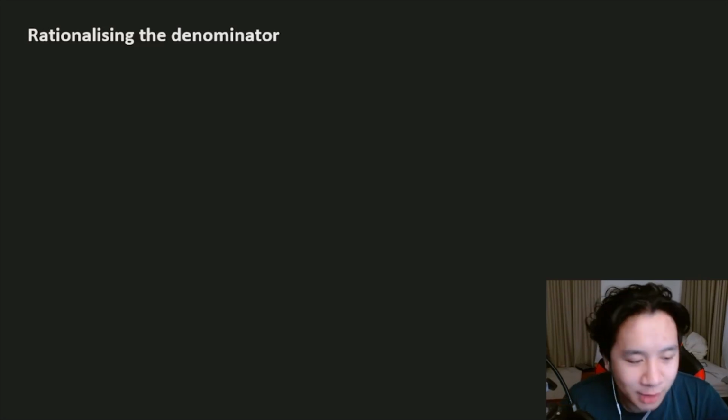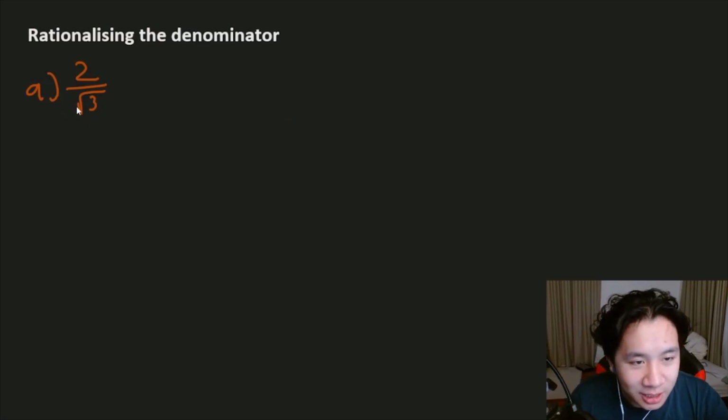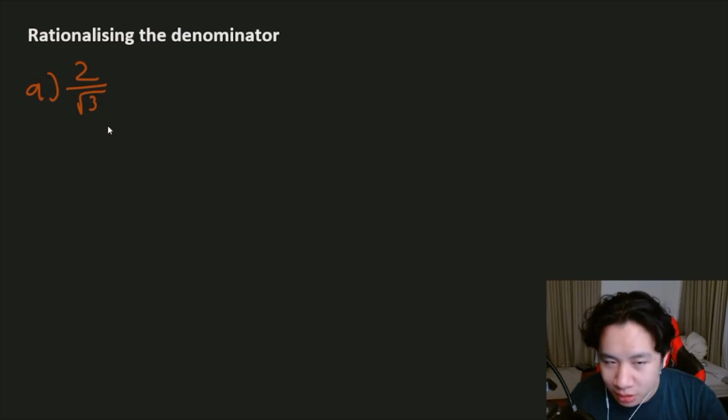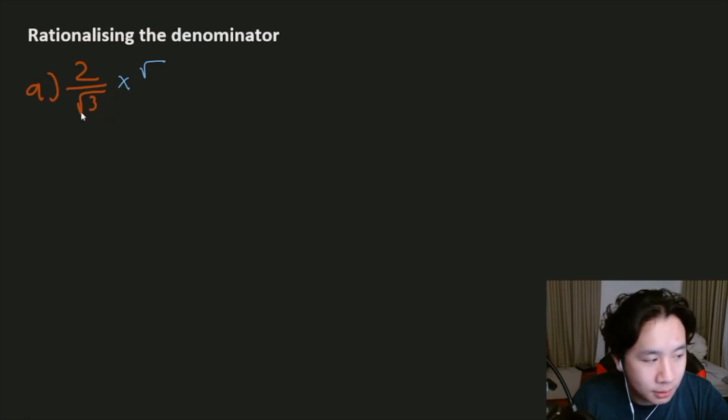Alright, let's talk about rationalizing the denominator. Okay, so what does rationalizing the denominator mean? It just means that you want to make the denominator rational. And here we have a root 3, which is not rational, it's irrational, okay? And so if I want to make the denominator rational, I multiply both sides by the denominator.